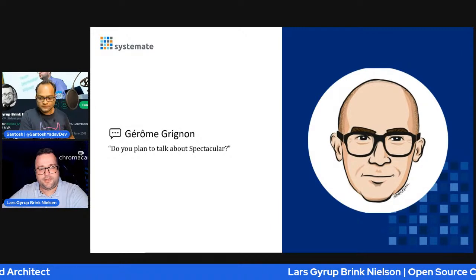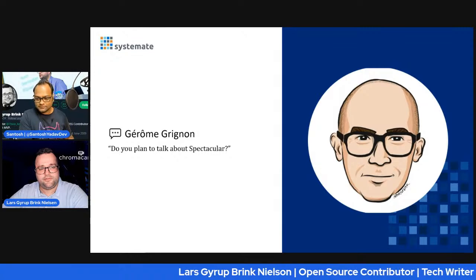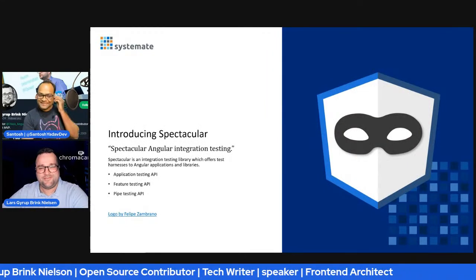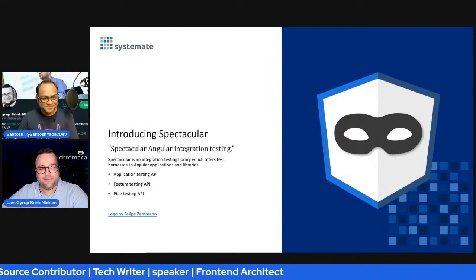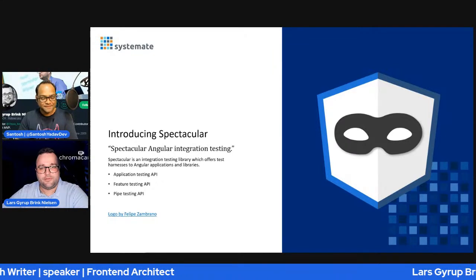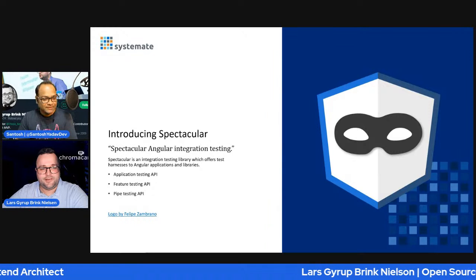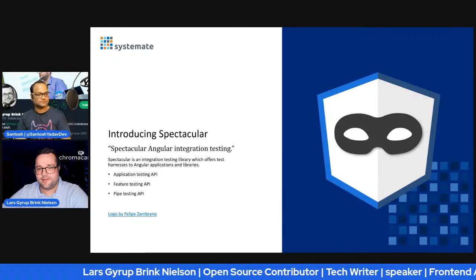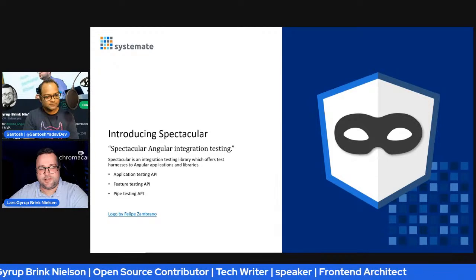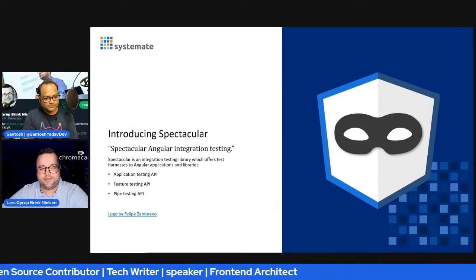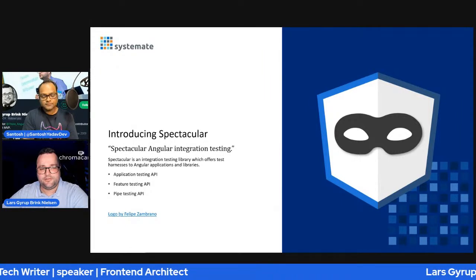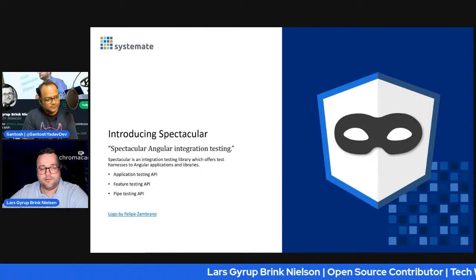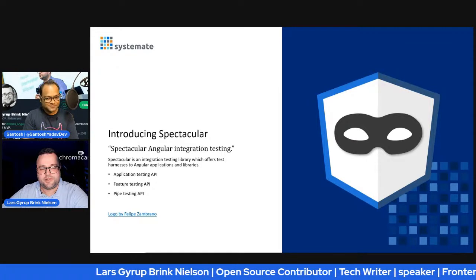But we're pretty happy with the API and the first three different features of it right now. We even had a logo created, so now it's official. It isn't on npm yet, but should come pretty soon. So Spectacular is an integration testing library for Angular applications and libraries, and it focuses on integration tests. So the first features are the application testing API, the feature testing API, and the pipe testing API. And big shout out to Felipe, who created the logo for Lumberjack and for Spectacular as well.